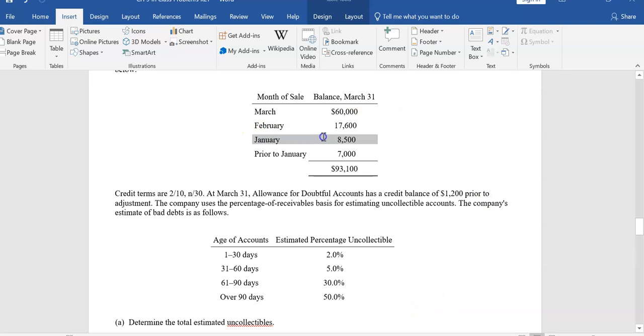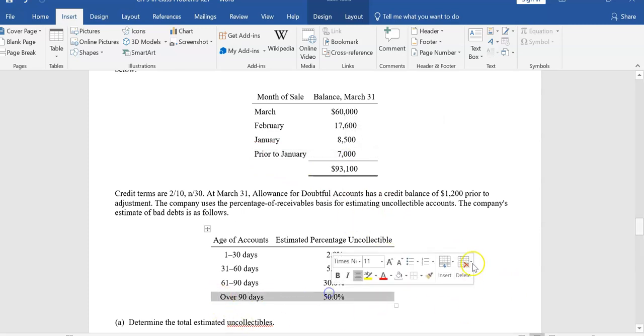Sales that occurred on credit in January, receivables reflect $8,500. They are 61 to 90 days old. We expect 30% of them to be uncollectible. And sales that occurred prior to January that are still receivables are over 90 days old, and we estimate half, or 50%, of those will be uncollectible.